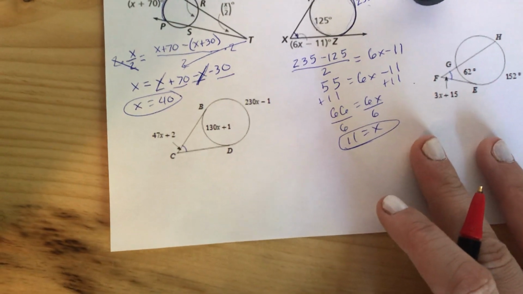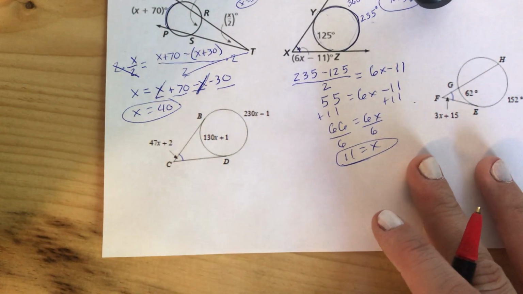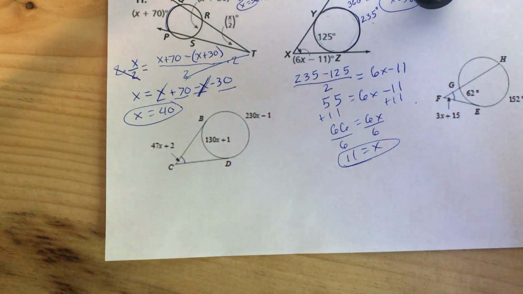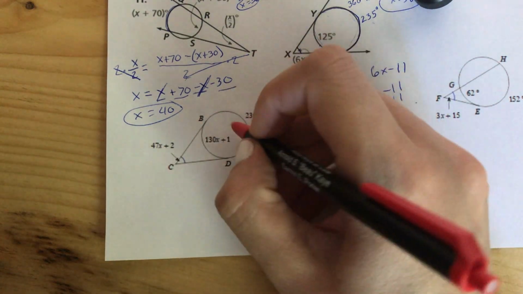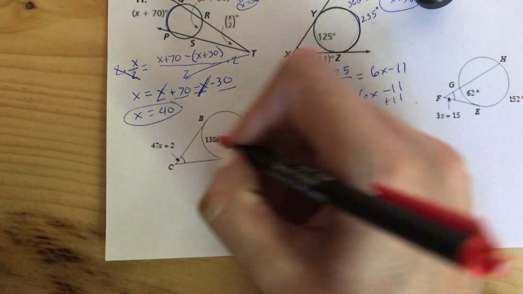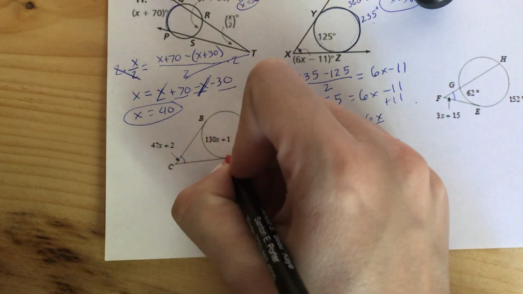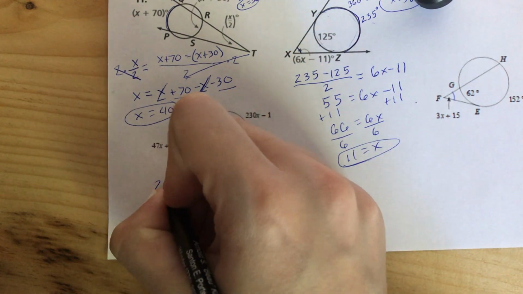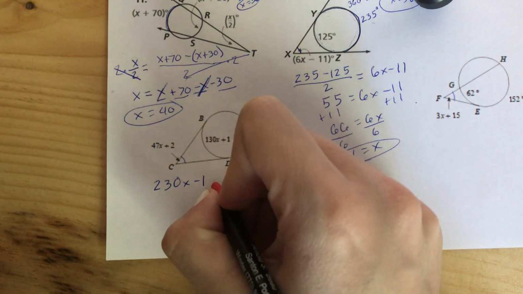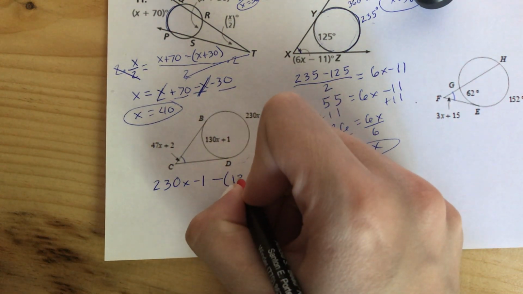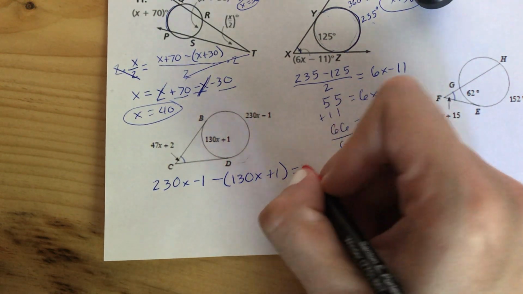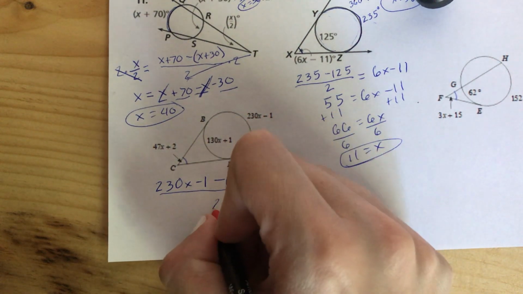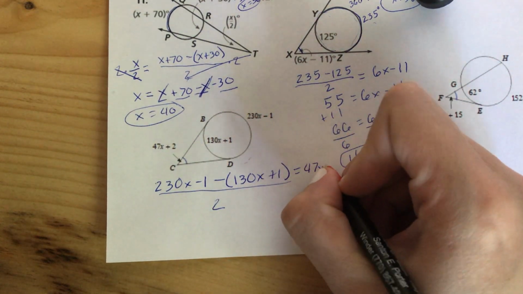So let's keep going. We've got 3 more. If you feel like you've got the hang of it, you can always pause the video, try it, and then wait for me to work through it afterward to check your answer. Okay, so again, we're given our bigger arc length and our smaller arc length, and we're going to subtract. So (230x minus 1) minus (130x plus 1), divided by 2, should equal 47x plus 2.